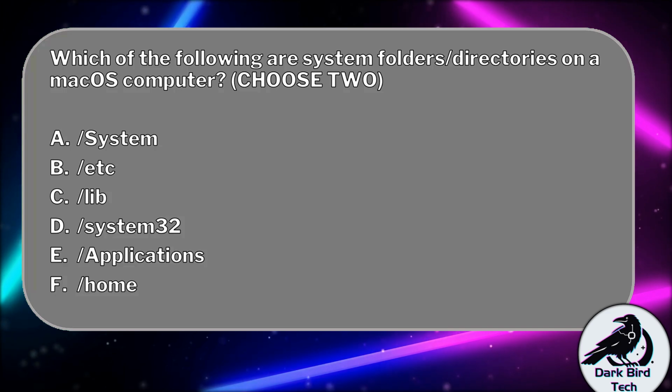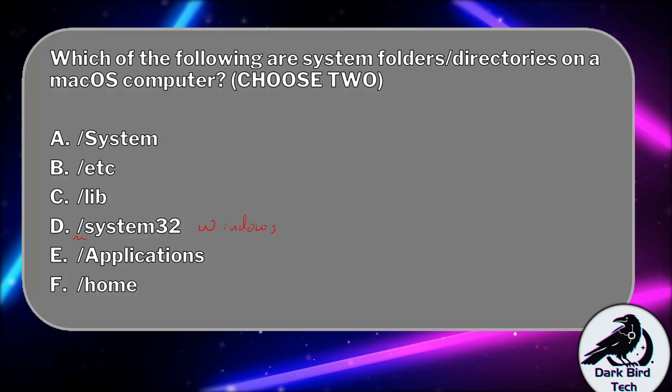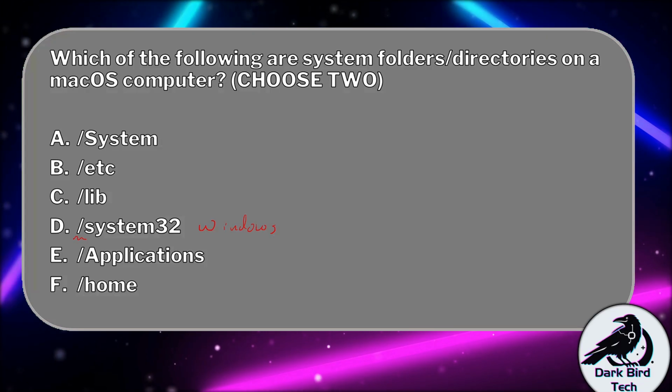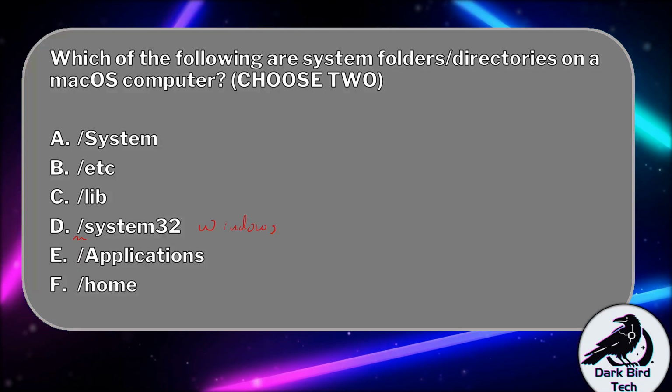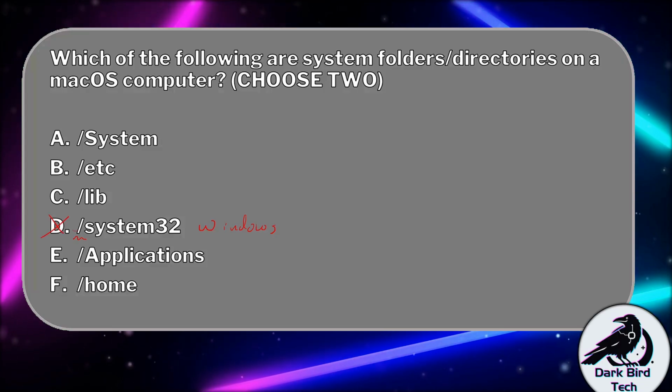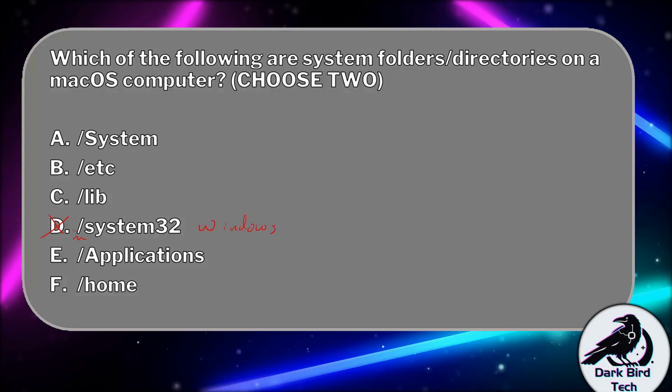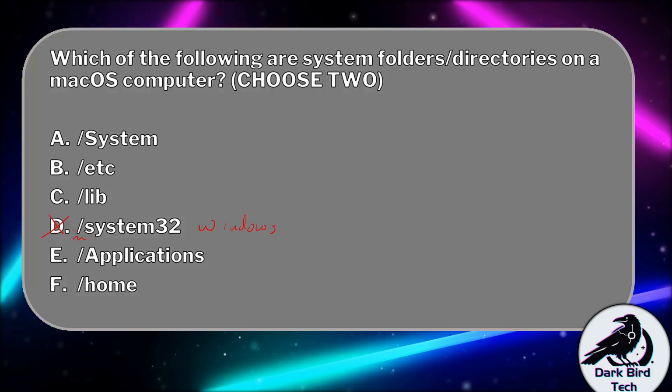First of all, System32, this is a name you will see in a Windows computer. But Microsoft does not use the / as the delimiter or separator between folder names. Microsoft uses the \, so that's actually wrong. Okay, now that leaves us with system, etc, lib, applications, and home.